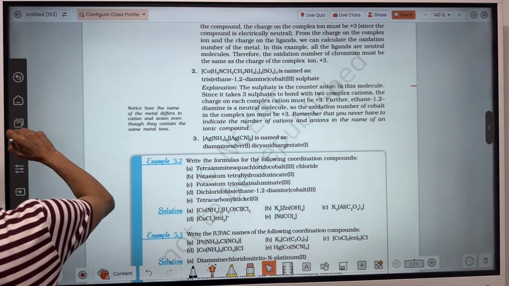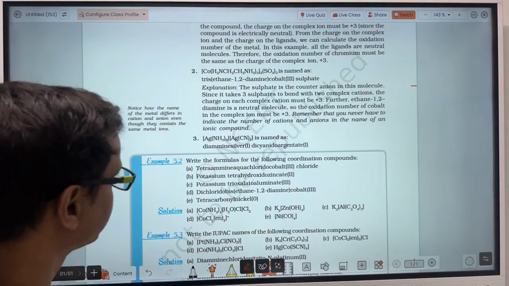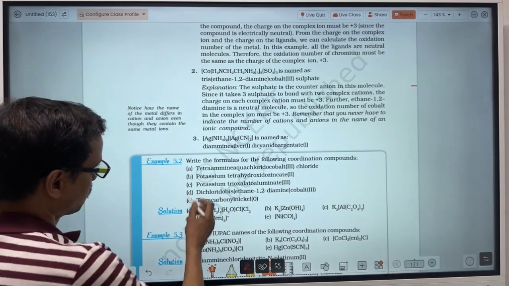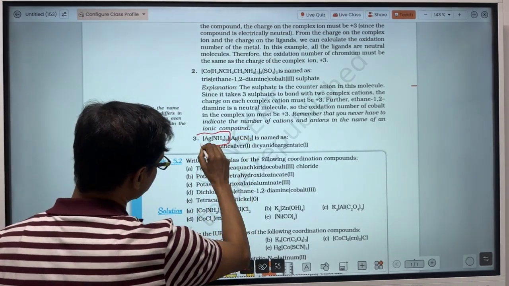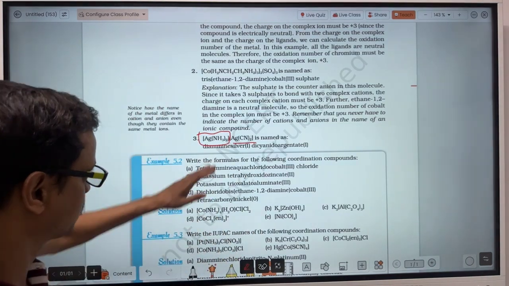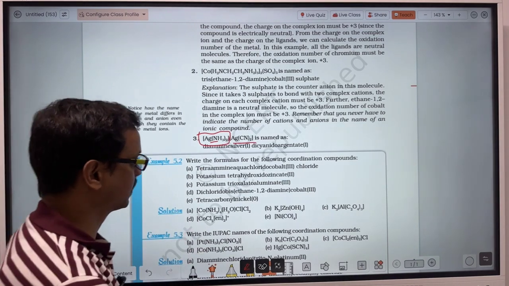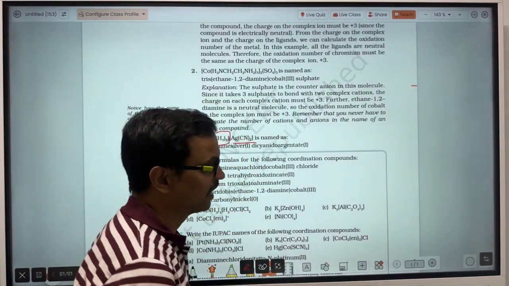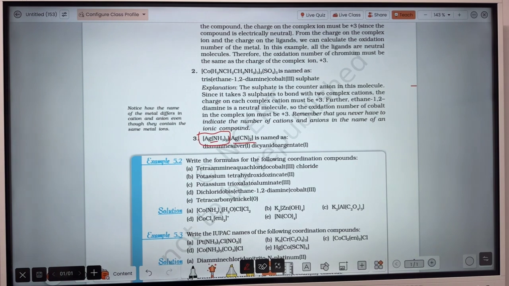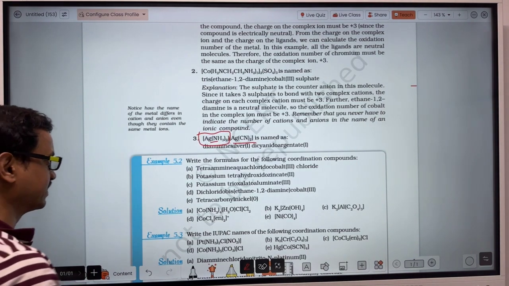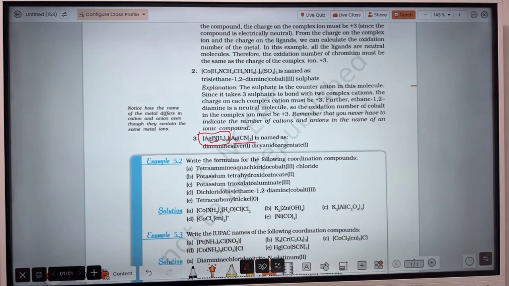Firstly, watch out which one is the cation and which one is the anion. Here the cation is this portion, the anion is this portion. Here the cation is also a coordination sphere and the anion is also a coordination sphere. So firstly write the name of the ligand. The ligand is ammine, and here no number has come in the name of the ligand. So that's why we write simply diammine.